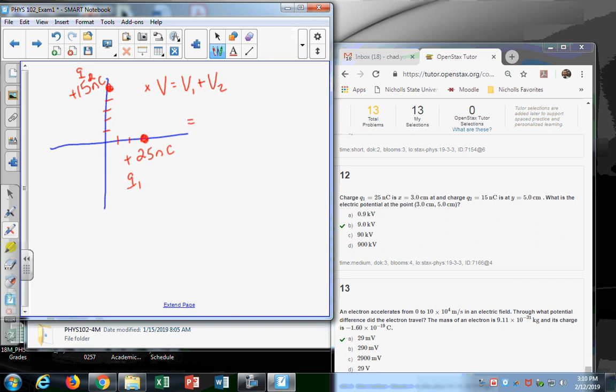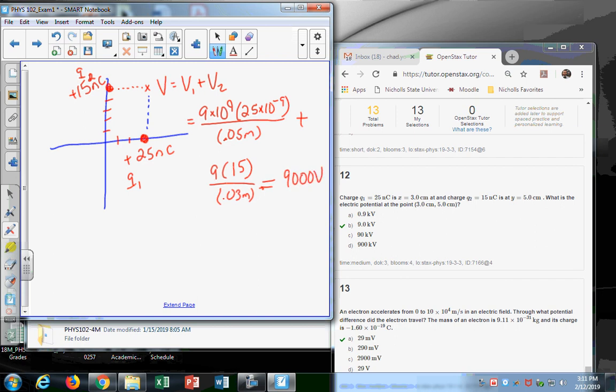V1 is going to equal 9 times 10 to the 9th times 25 times 10 to the minus 9. And then I want to know the distance between that point and that charge. That is going to be 5 centimeters, or 0.05 meters. It's just kQ over r, right? And then plus 9 times 15, divided by this distance, just 0.03 meters. Not squared. And then that's equal to 9,000 volts.